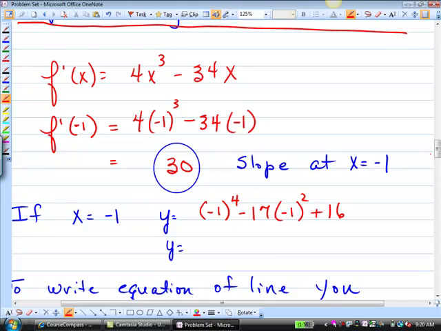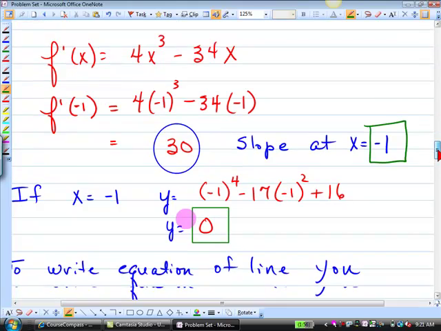What does that look like? Anybody? What number do you get? 0. Okay. So we have the things we need. We have a slope and we have a point at -1, 0. Now we can write the equation of the line.